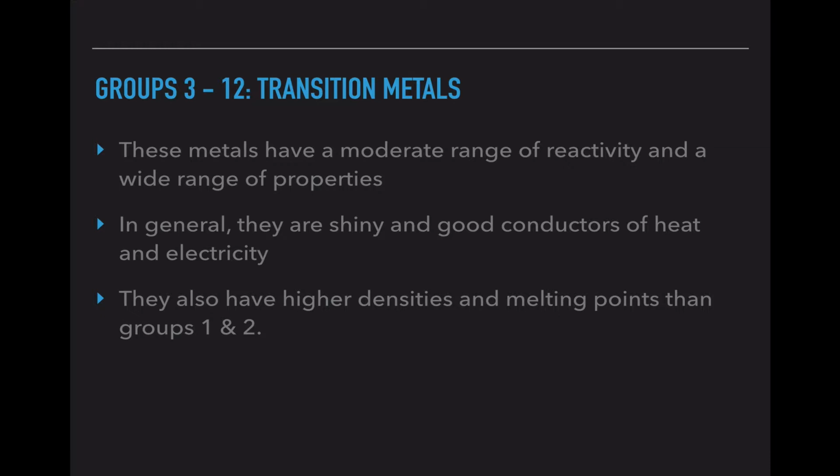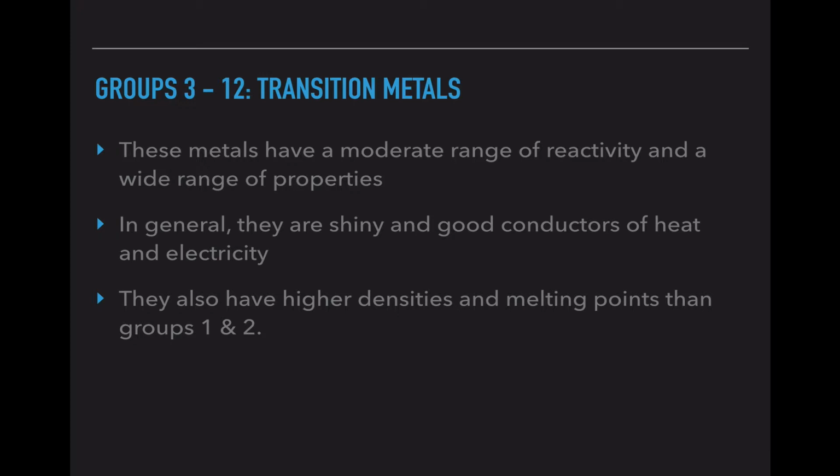In general, transition metals are shiny. All metals are good conductors of heat and electricity. These also have higher densities and melting points than group 1 or 2. So as we move from the left to the right, our metals are getting heavier, they're getting more dense, and they're taking more energy to melt them from their solid stage to their liquid stage. But remember, funny middle section, there is no easy way to tell the valence electrons or the reactivities at this point until we get into a couple units in the future.